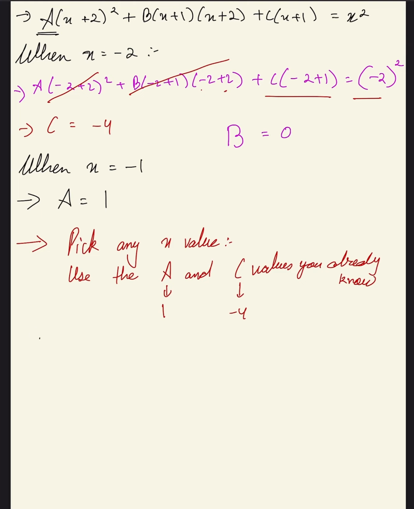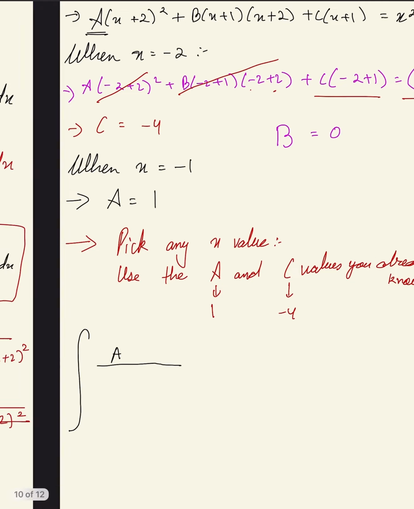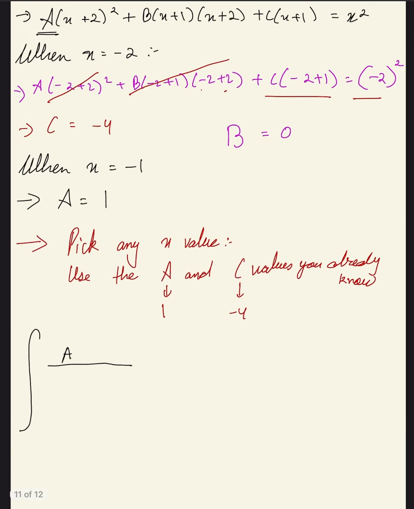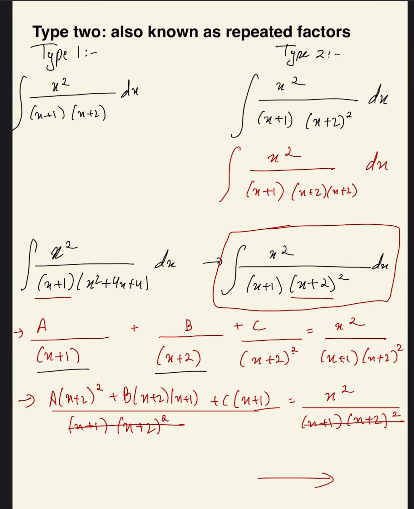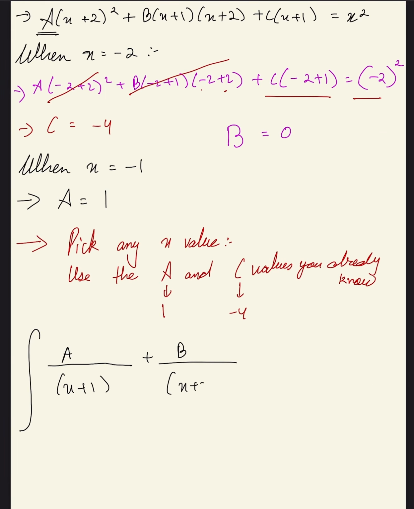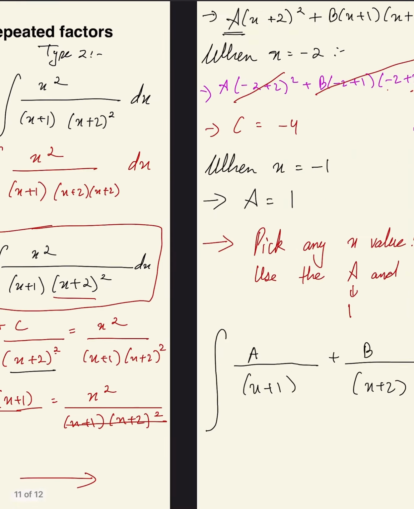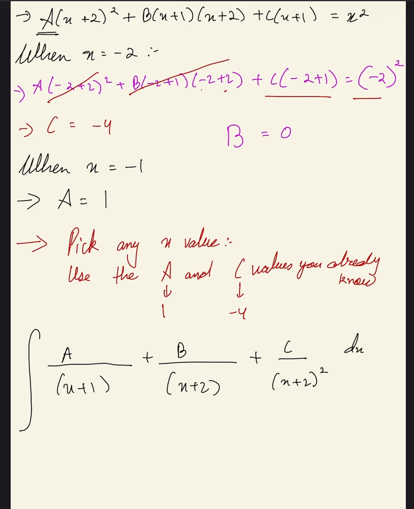So let's do the integral. A divided by the factor down here, x plus 1, plus B divided by the factor down here, plus C divided by the factor below C, dx. Now we plug in the A, B, and C values.